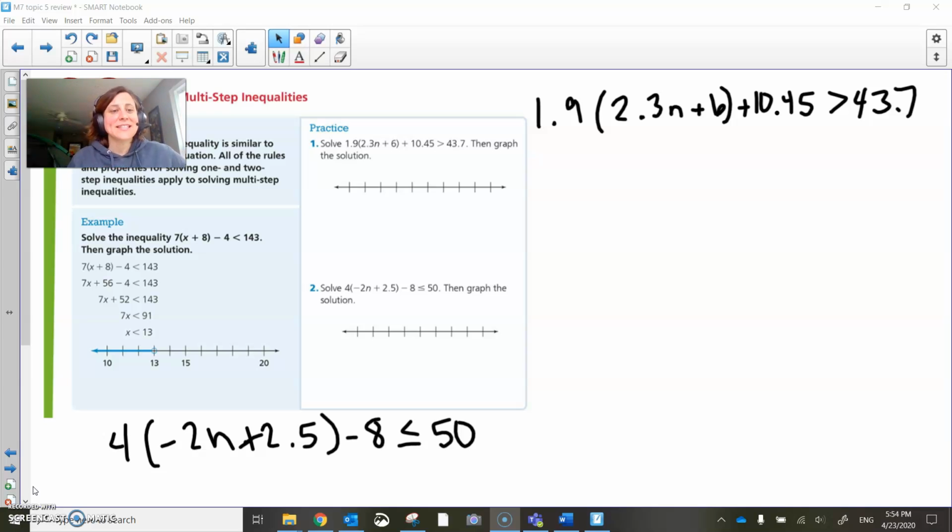Okay. This is the last part. Oh, look, I made a heart. This is the last part of the review. This is where you bring everything together. This is always the part that's a little bit rough.